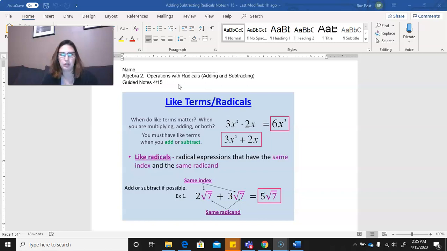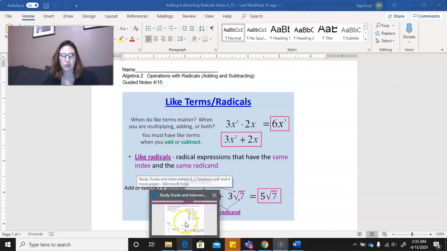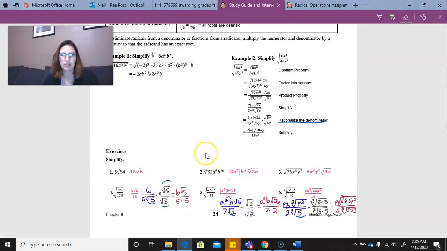We are going to work with radicals some more. Today we're going to add and subtract them. So we're going to talk about like terms and like radicals in just a few minutes. But the first thing I want to do is go back to your assignment from the 14th and go over the solutions.